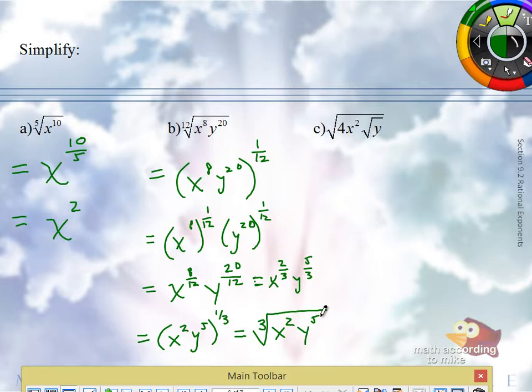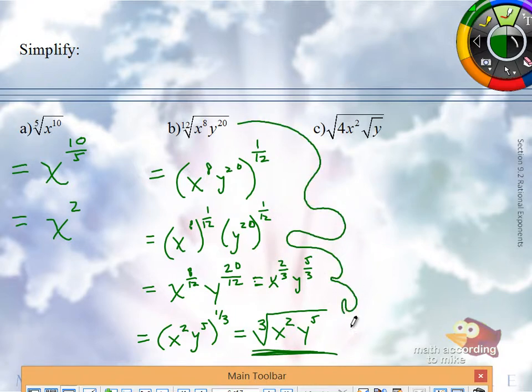Then quantity squared. Correct. But let's look at the original problem. 12, 8, 20. What number do they all have in common? 4. If you divided them all by 4, what do you get? Cube root of x squared y to the 5th. So you could go from here to here, wait for it, in one step. But you have to have a common LCD throughout all the numbers. So if you had 12, 8, 25.